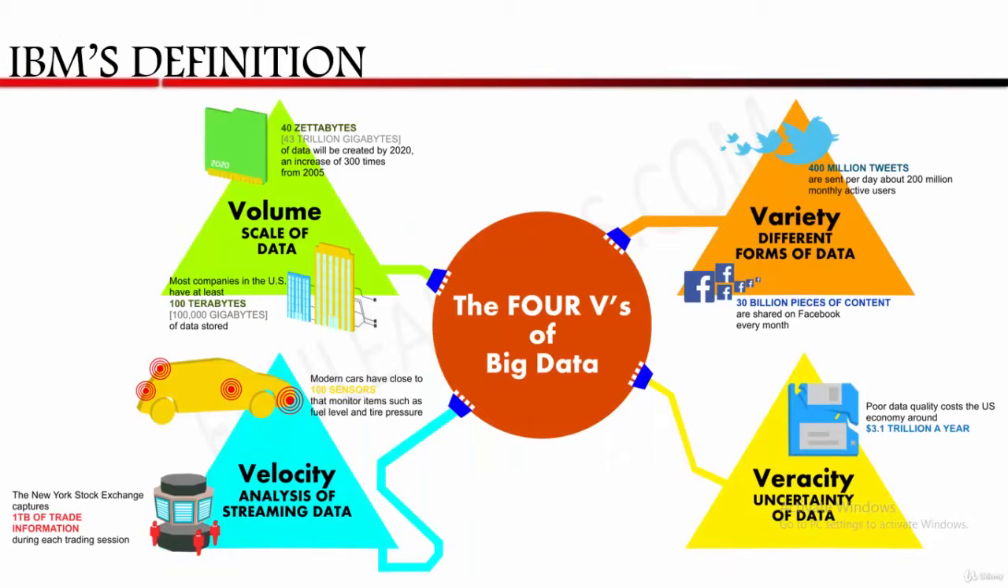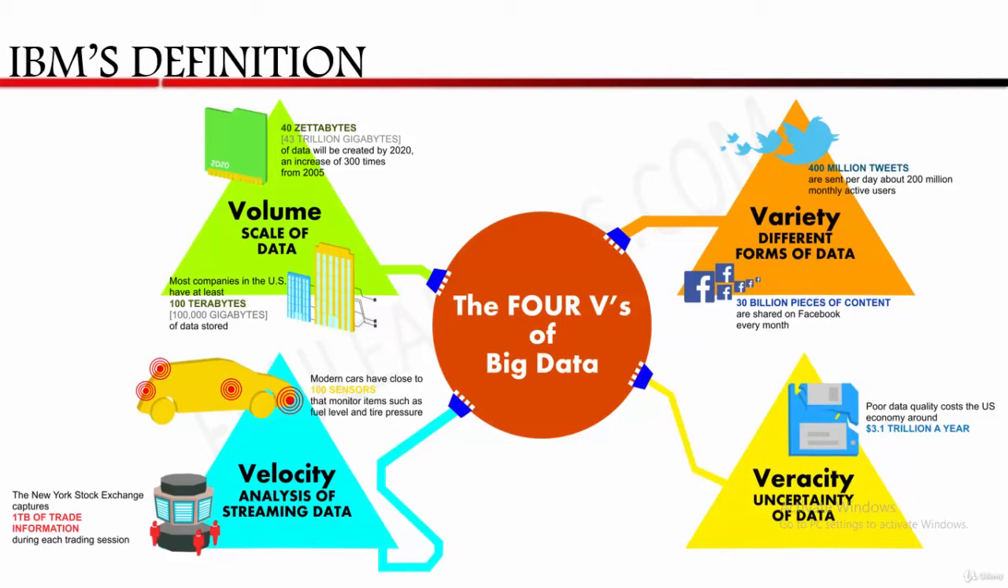Now let's see IBM's definition. Big data is arriving from multiple sources at an alarming velocity, volume, variety, and veracity. These are known as the 4 V's of big data. First V, velocity. Velocity is the speed at which the data is created, stored, analyzed and visualized. Whereas second V, volume. 90% of all data ever created was created in the past 2 years. From now on, the amount of data in the world will double every 2 years.